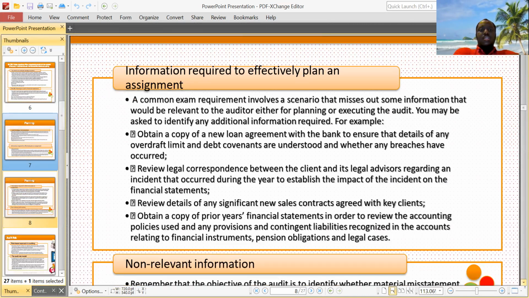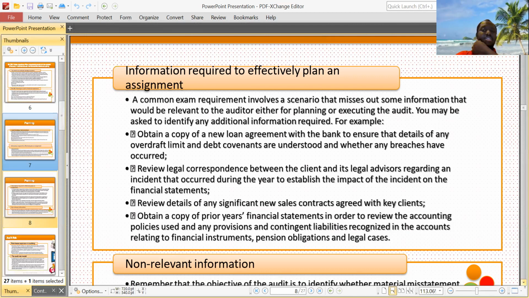Very, very important. So let's look at, we talked about information required to effectively plan an assignment, right? We talked about relevant information, and not all information is relevant. So yeah, we are looking at relevant information.